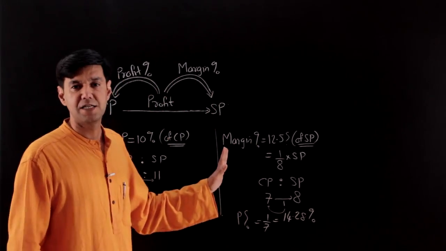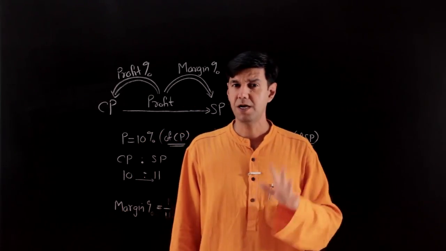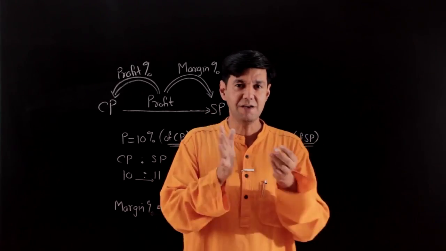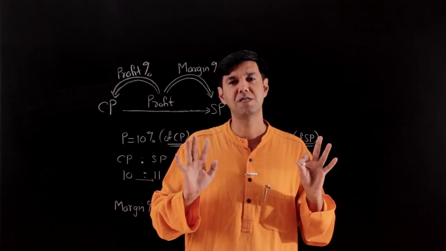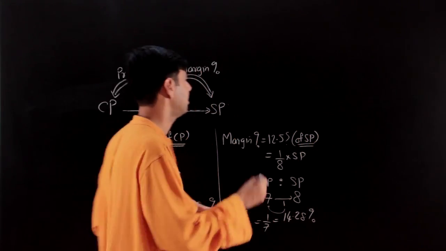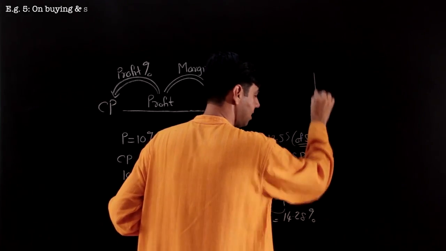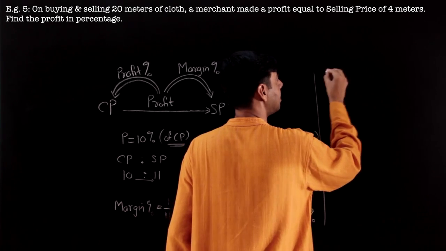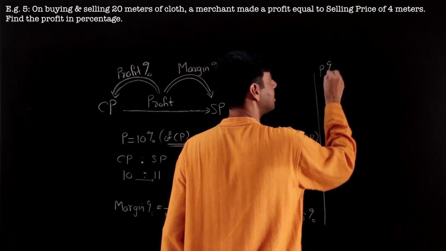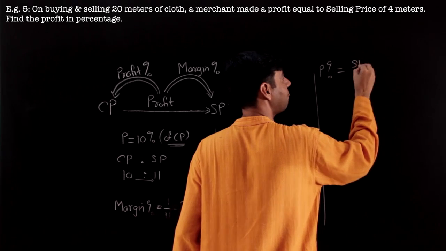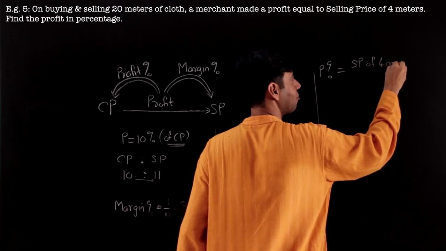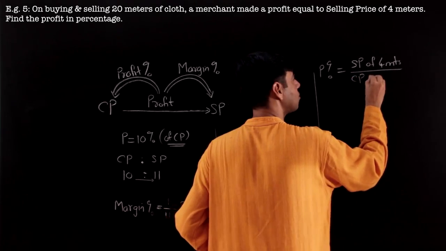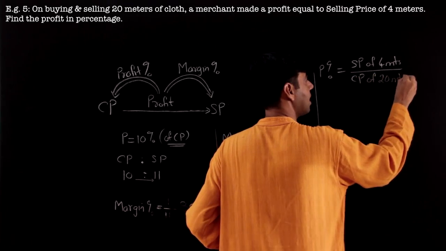So why did we get this margin in? One, it's not very popular in exams, but occasionally, very rarely, the word margin pops up. And if you're not paying careful attention, we are going to miss it out as a profit percentage and go wrong with our calculations. Anyway, coming back to our question, the question why did we introduce margin here is, the profit percentage in the question is nothing but the selling price of 4 meters. The profit is selling price of 4 meters, divided by my cost. What was my cost? My cost is going to be cost price of 20 meters. This is what I purchased.